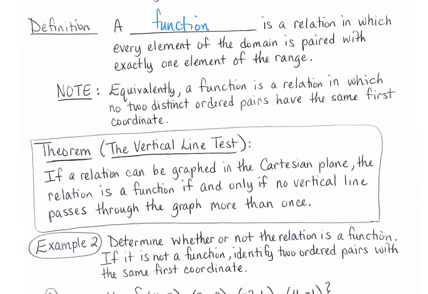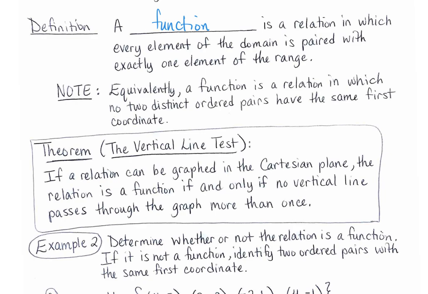If you have the graph of a relation, this is what's called the vertical line test. If a relation can be graphed in the Cartesian plane, the relation is a function if and only if no vertical line passes through the graph more than once. Okay? So is x equals 3 a function? No, because if we take a vertical line, it sits right on x equals 3 and passes through every single point. It passes more than once. So that would not be a function.